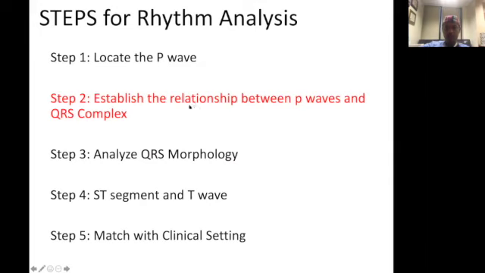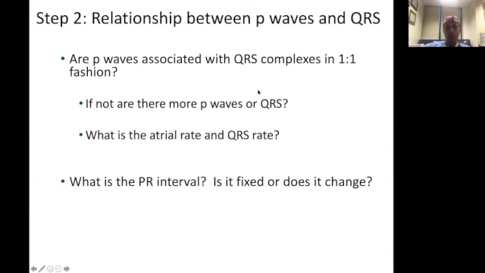So that is where we're going to talk about establishing a relationship between the P wave and the QRS complex. What are the questions that I ask when I look at an EKG? I ask, are the P waves associated with a QRS complex in a one-to-one fashion? If they're not, are there more P waves or QRSs? And I ask, what's the atrial rate and what's the QRS rate? And then I also ask, what's the PR interval? Is it fixed or does it change? When you try to answer these questions, you'll be able to identify some diagnoses.